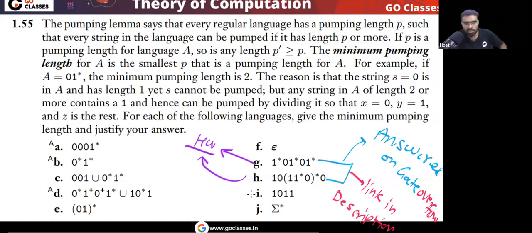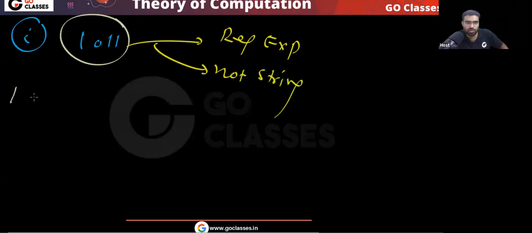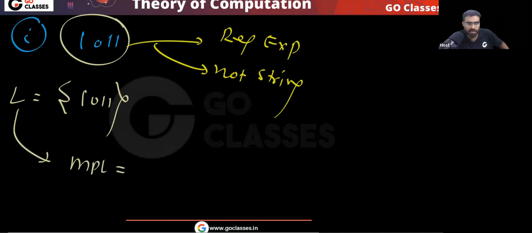Now you tell me about this one. This is a regular expression, right? This regular expression is given to you. So what is the language? Remember, this is a regular expression, not a string. So what is your language? Your language is this. For this, what is the minimum pumping length? That will be the length of the longest string plus 1. So the answer will be 5.